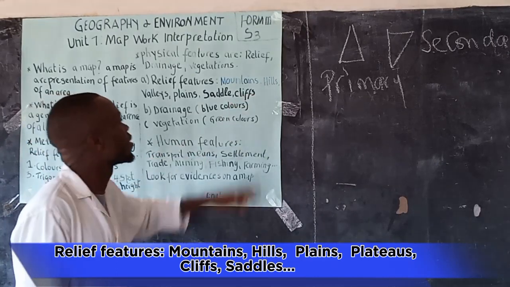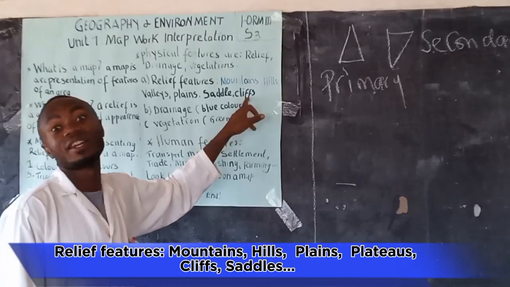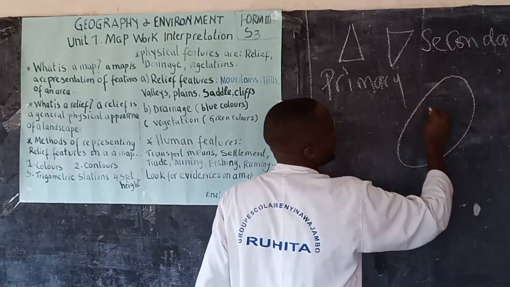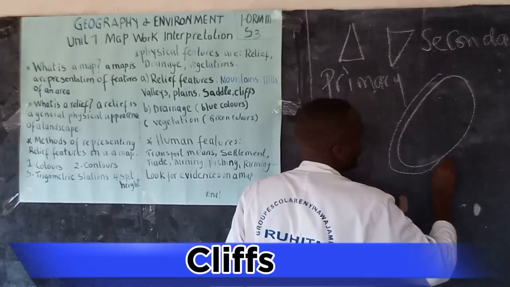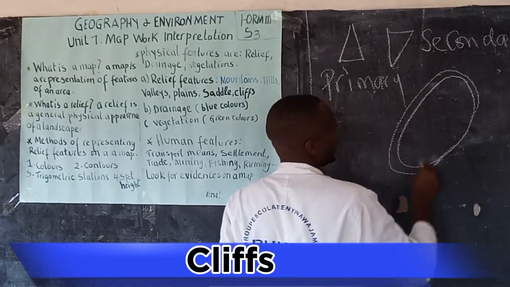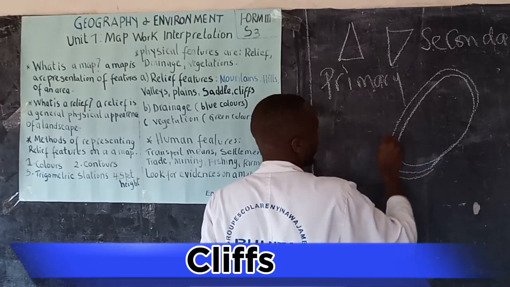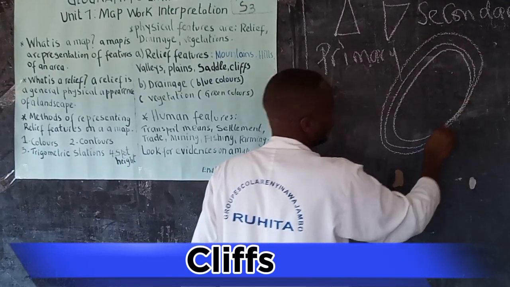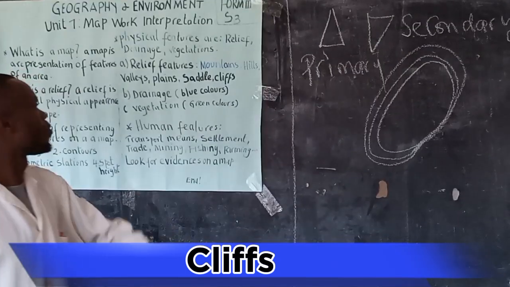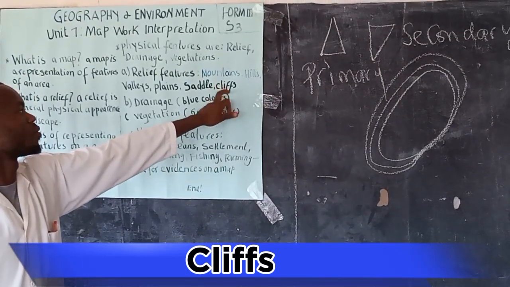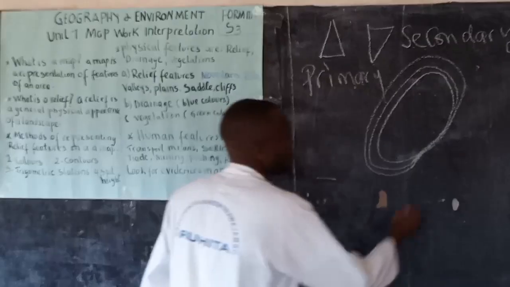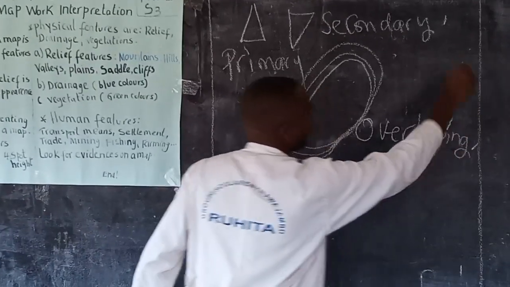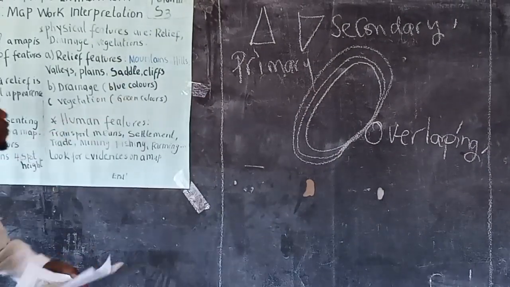Where cliffs mean what? Where contour lines overlap. Suppose this is a contour line. Where contour lines overlap from different locations, those are what we call the cliffs. Here it is overlapping from different features.